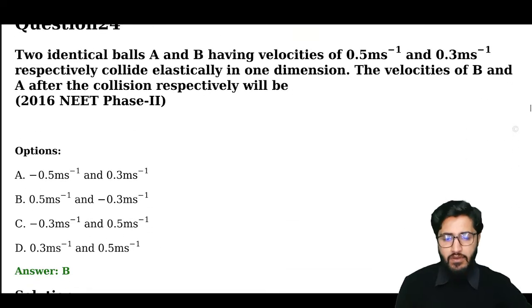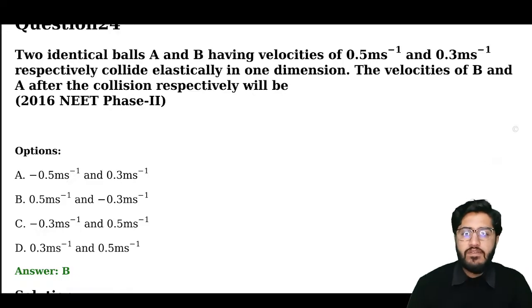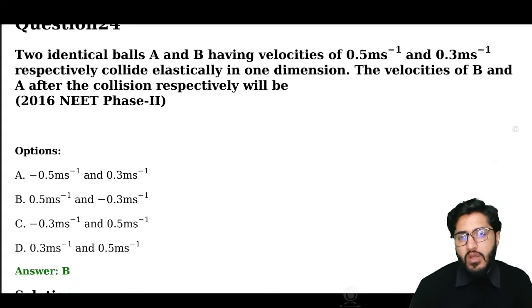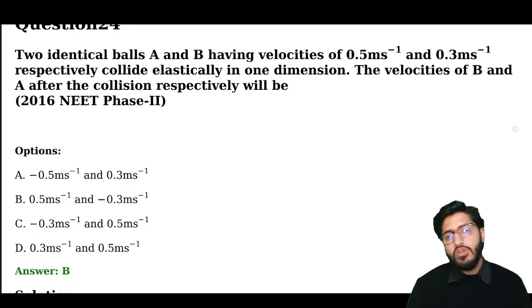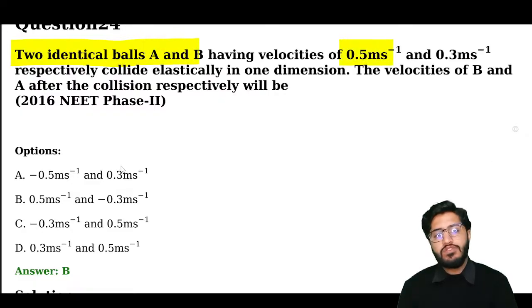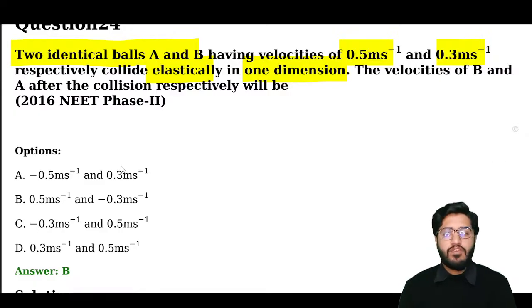Now the next numerical. We have two identical balls A and B having velocities 0.5 meter per second and 0.3 meter per second respectively, which collide elastically in 1D. The velocity of B and A after the collision respectively will be. So look, if we have the identical balls case, A and B, their velocities are 0.5 and 0.3, and they are colliding elastically in 1D.